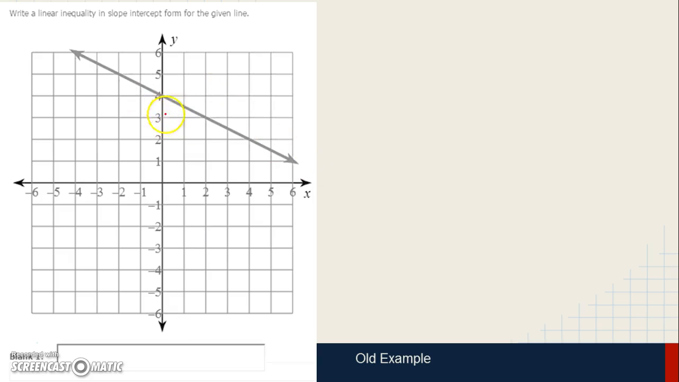We've got a graph here, and we're going to write a linear equation from it. This is an old example. We've already done this, right? What we've done is we've taken this graph of this line and we've made an equation in slope-intercept form. Since it's slope, we had to find the slope, and since it's intercept, we found the intercept, and then we just typed it into Schoology.